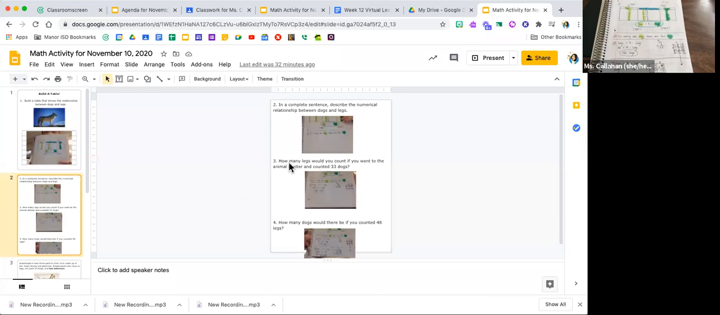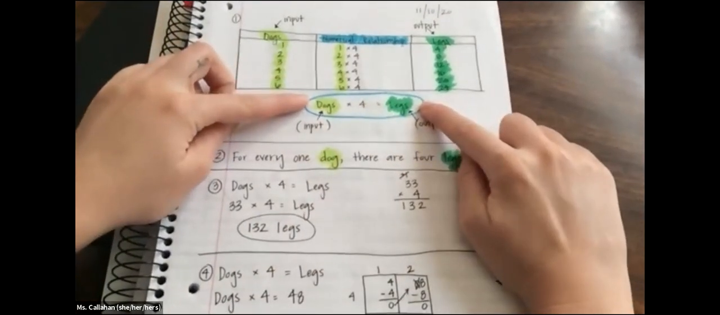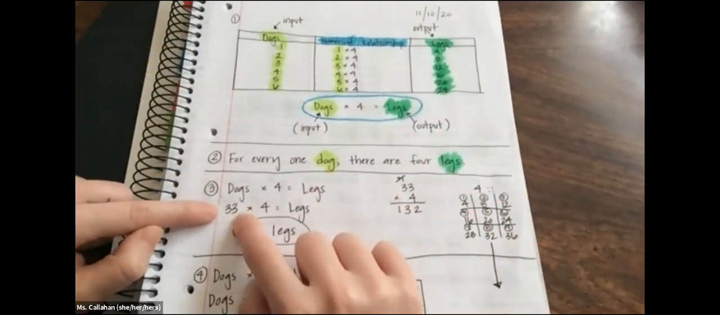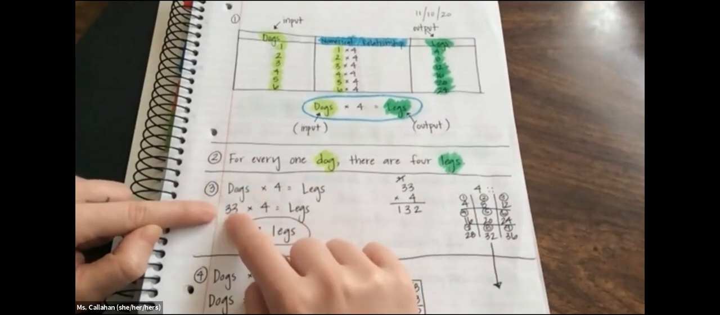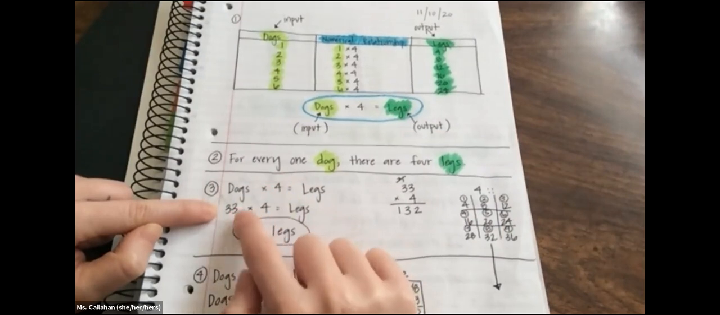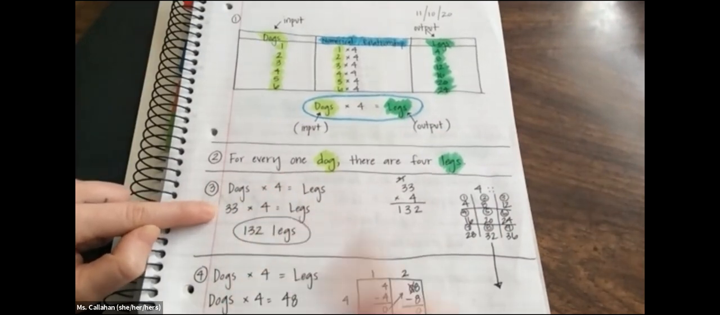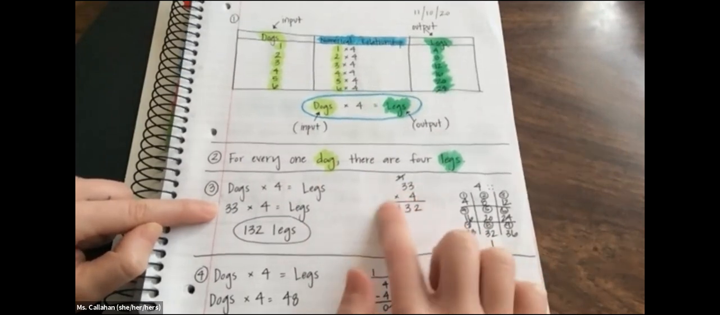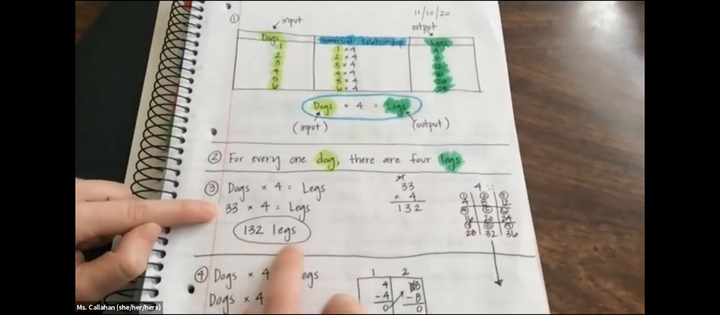Okay, now for number 3, I believe the question was, how many legs would you count if you went to the animal shelter and counted 33 dogs? Well, here what we had to do was copy our rule, dogs times 4 equals legs. In this case, we were given the information that we have 33 dogs, so we filled in 33 for dogs. We knew our rule would follow times 4 equals legs. And then we had to do 33 times 4 to find the value, which was 132. Okay, so 132 legs in total for 33 dogs.